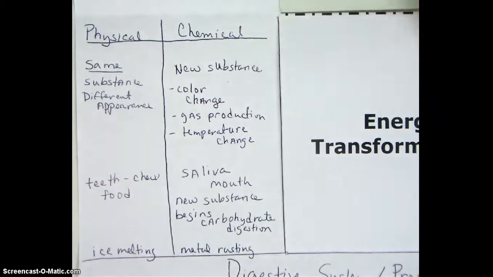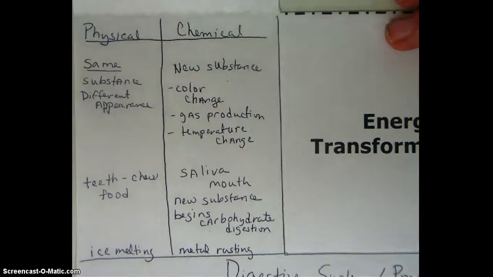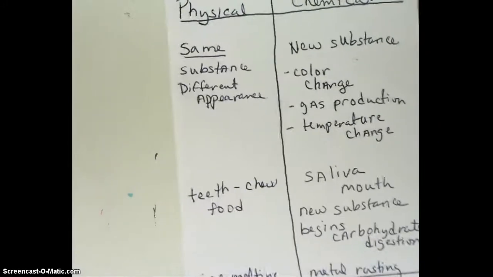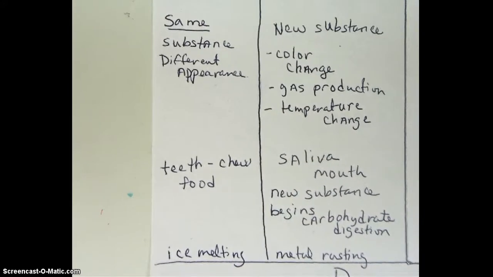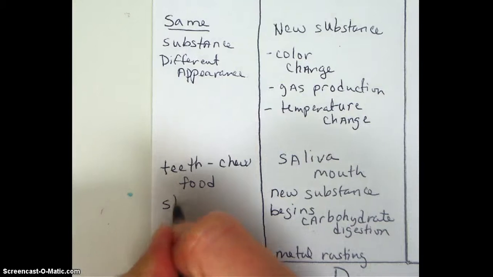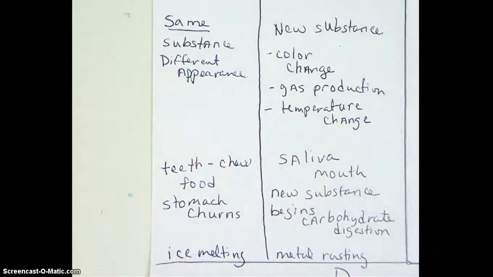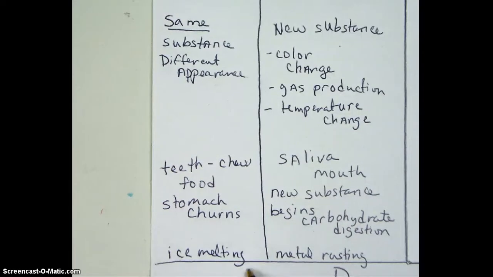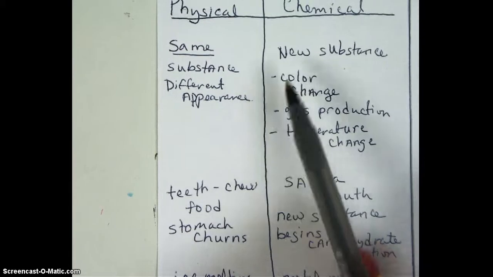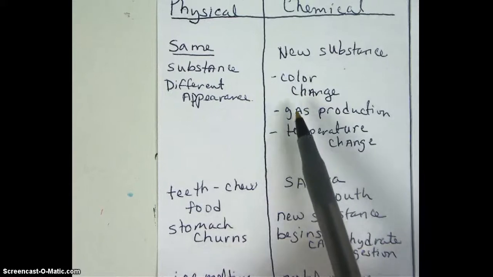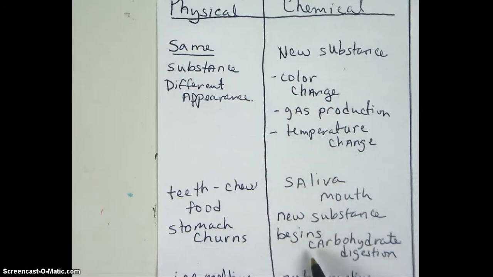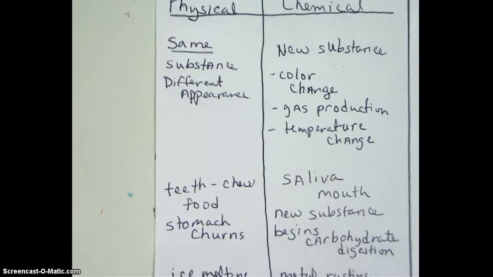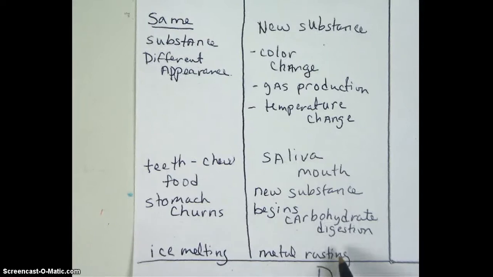Okay? Again, let me see if I can zoom in any more, just to show you the physical. Same substance, different appearance. Teeth is an example in digestion where you chew your food. Also when your stomach churns, that mixes your food, that is physical. Ice melting would be an everyday example. For chemical, you have a new substance. You could see a color change, gas production, temperature change. The saliva in your mouth makes a new substance. It begins carbohydrate digestion, as an example. An everyday example would be metal rusting.